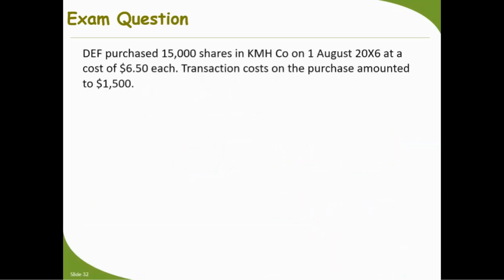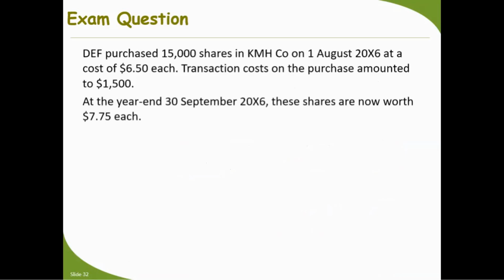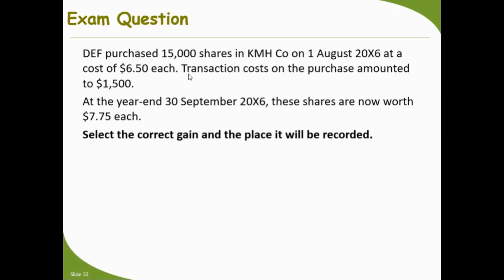Now, the exam question is: DEF purchased 15,000 shares in KMH company on 1st August 2006 at a cost of $6.5 each. Transaction cost on the purchase amounts to $1,500. At the year end, 30th September 2006, these shares are now worth 7.75. Here there is no indication whether it is default treatment or alternative. In that case, we will go through default, which is fair value through P&L. In that case, transaction cost will be treated as an expense.